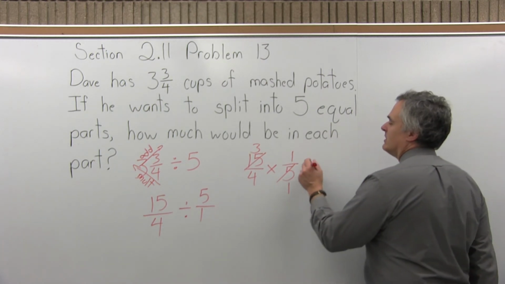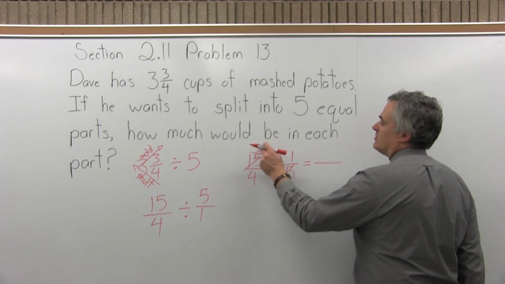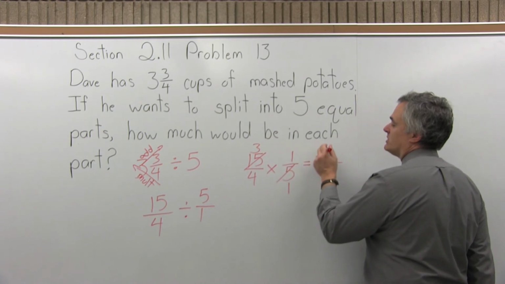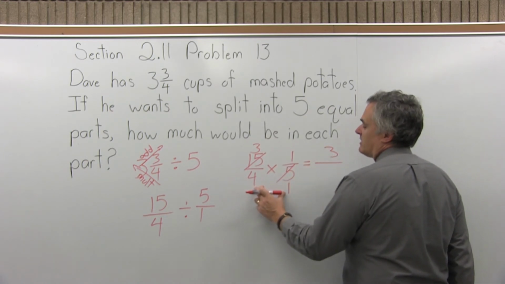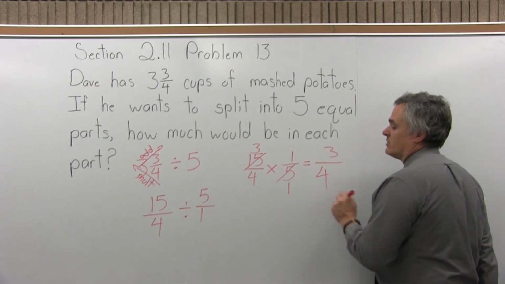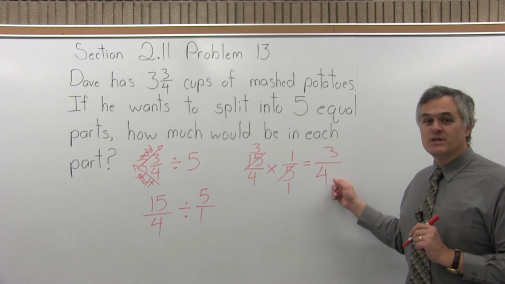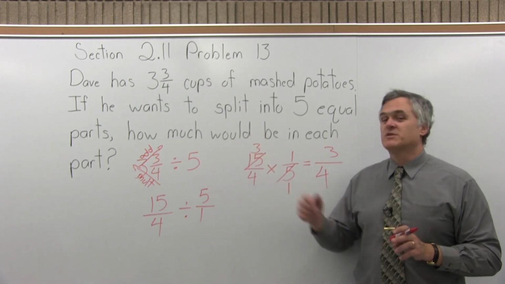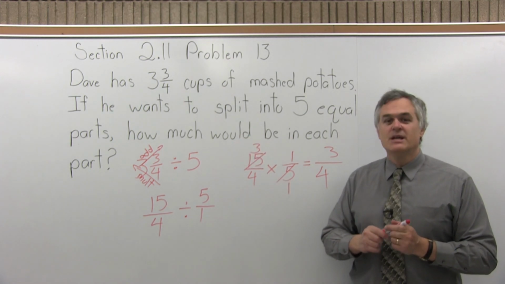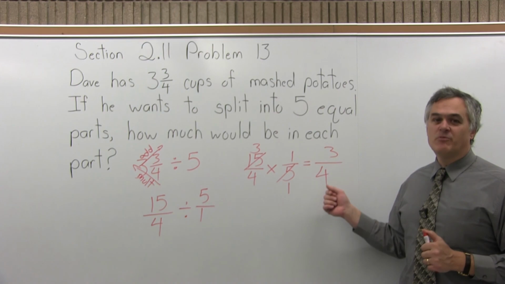Now, when I multiply numerator times numerator, I'm multiplying 3 times 1, which is 3. Denominator times denominator will be 4 times 1, which is 4. And now the final answer is 3/4. So if you split the 3 3/4 cups of mashed potatoes into 5 equal parts, each part is 3/4 of a cup of mashed potatoes.